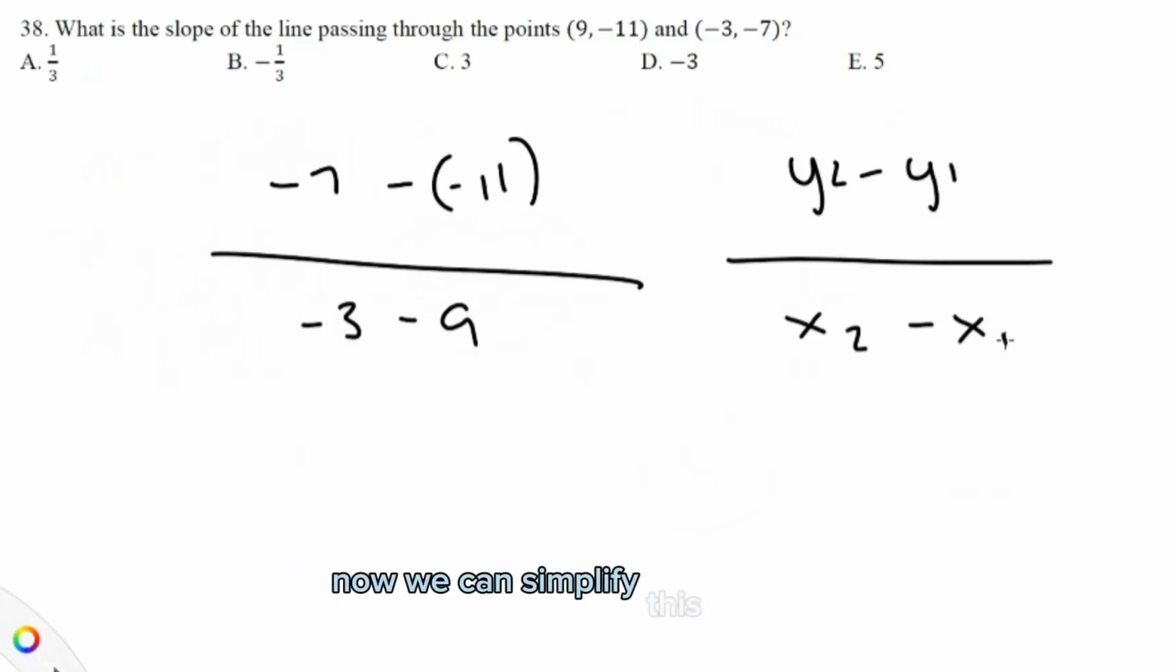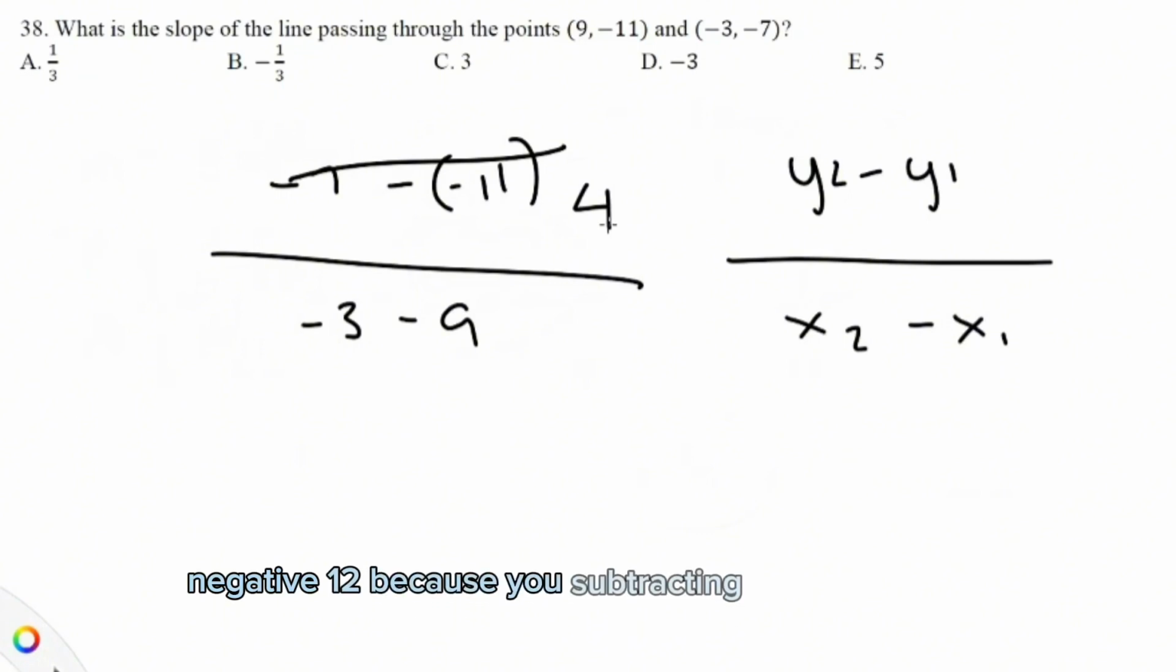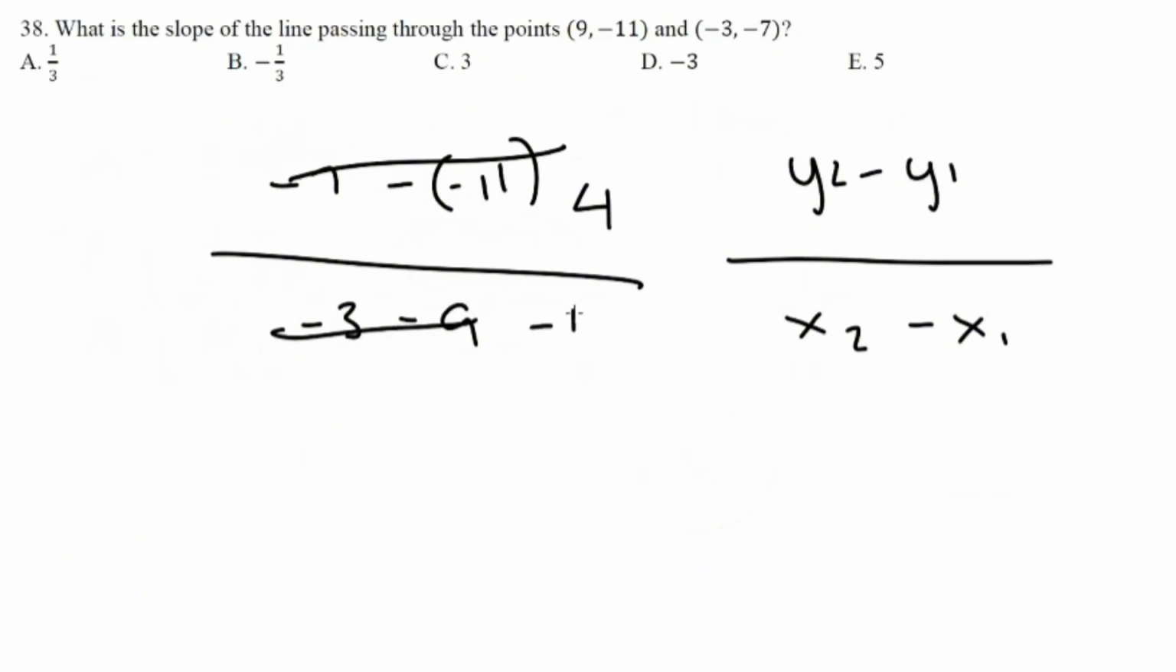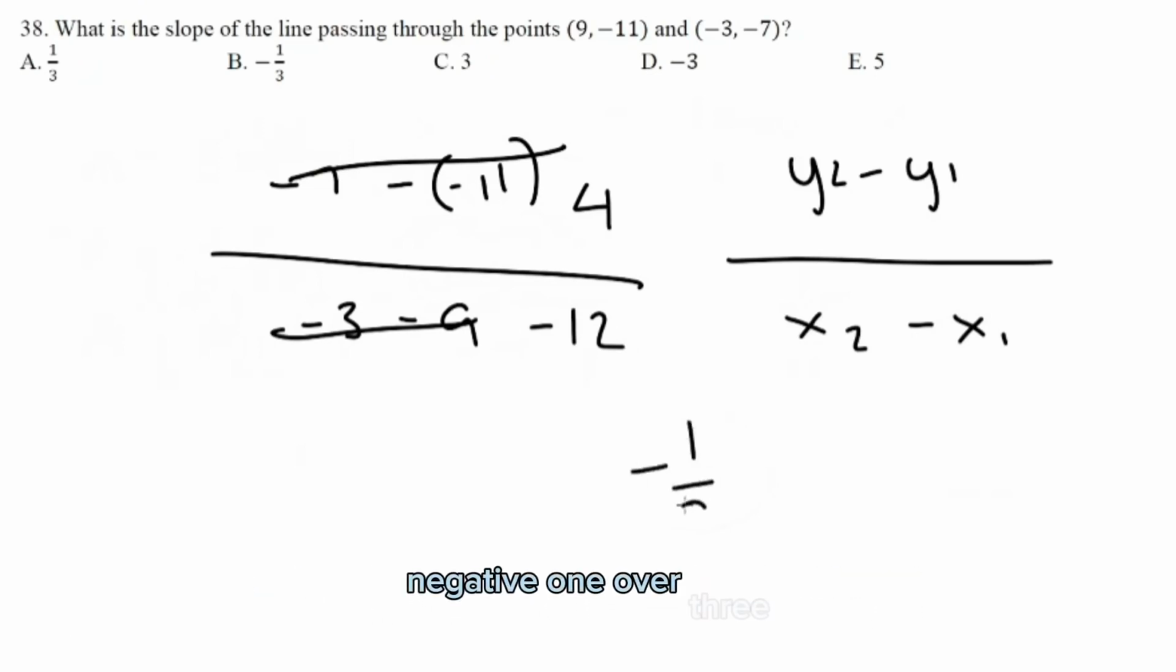Now we can simplify this equation. Negative 7 minus negative 11: because of the two negatives, it becomes a positive, so it becomes negative 7 plus 11. That is just 4. Next, negative 3 minus 9 becomes negative 12 because you're subtracting from a negative. And now you can divide out the 4 in both of these numbers to get negative 1 over 3. And that is your answer.